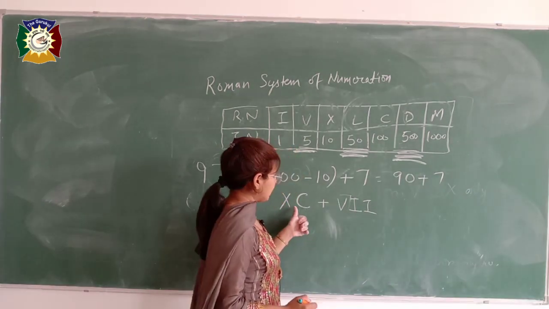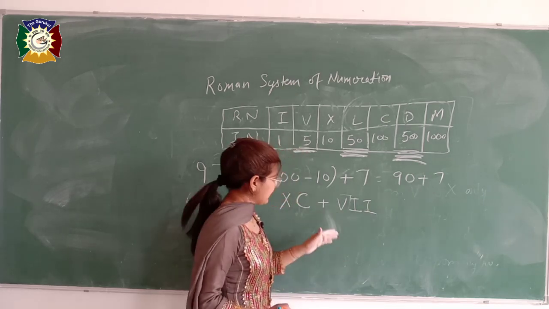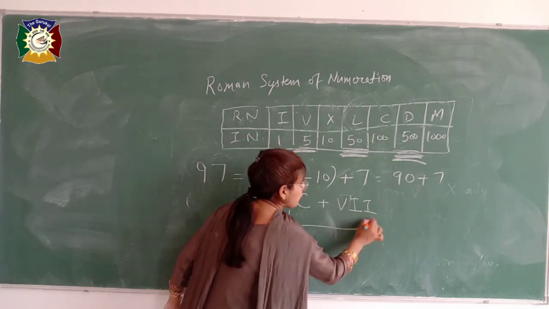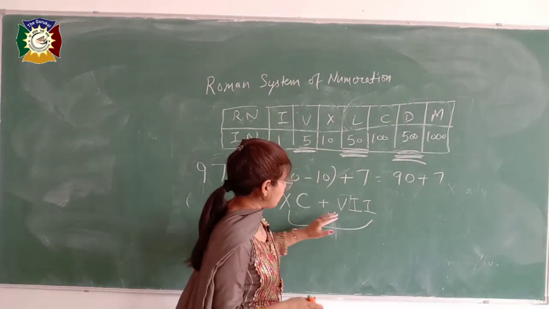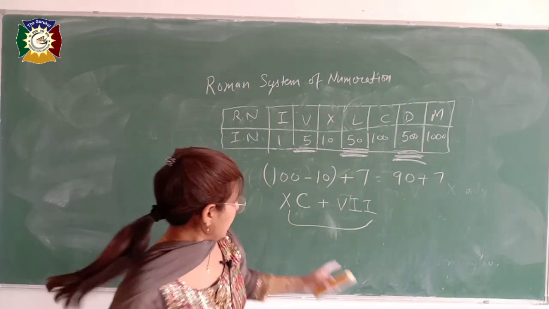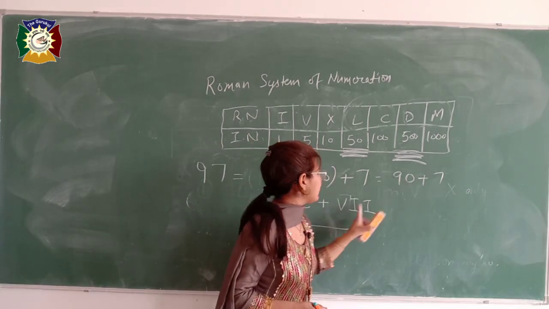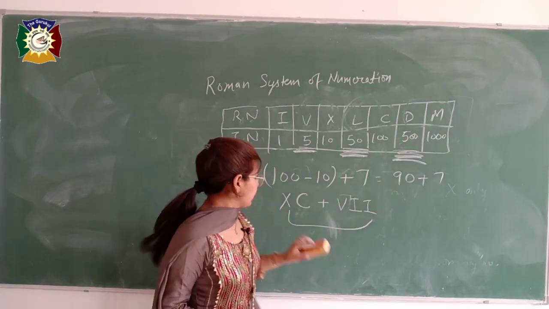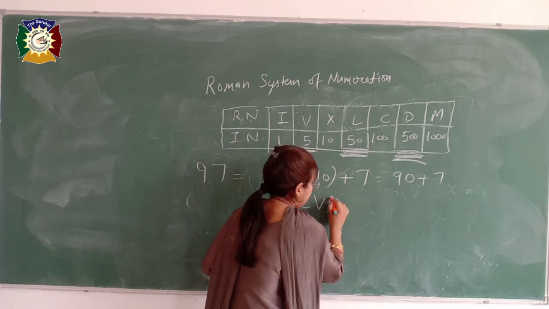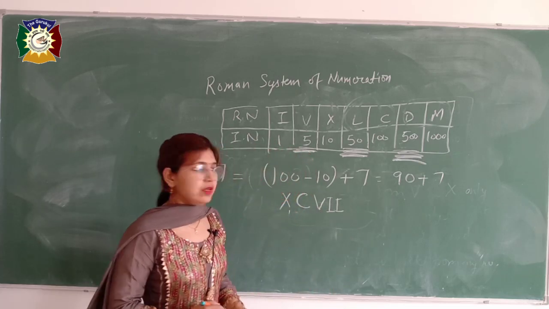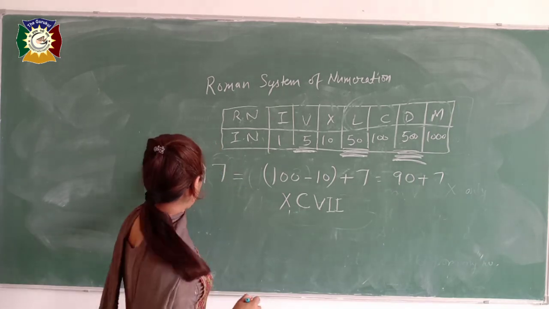So what do you have? XC plus VII. Bachche, you do not have to write like this. I just want to make you understand. That's why I am writing like this. Here I want to tell you it is for 90 and it is for 7, and it becomes 97. You directly have to write it like XCVII. Got it bachche? Hope it is clear to you all.